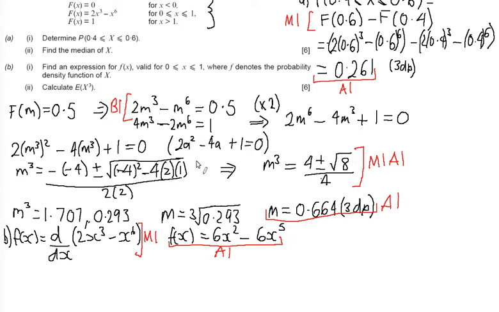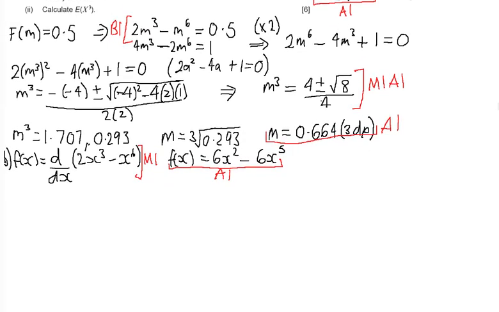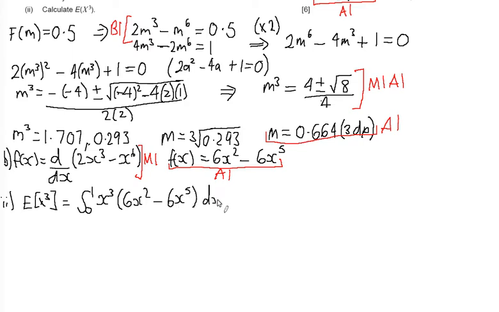Okay, the final part of this question says we want to calculate the expectation of x cubed. Okay, so for part 2, in order to find the expectation of x cubed, we are going to calculate the integral between 0 and 1, that is the bounds that the probability density function is valid for, of x cubed multiplied by 6x squared minus 6x to the power of 5 dx.